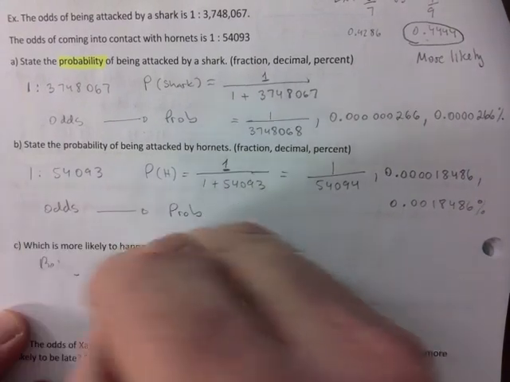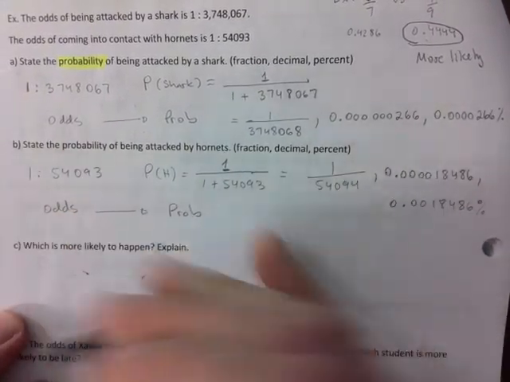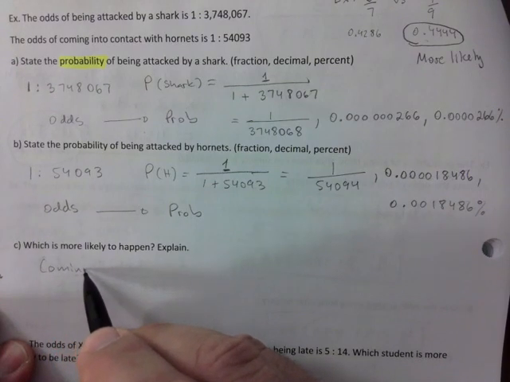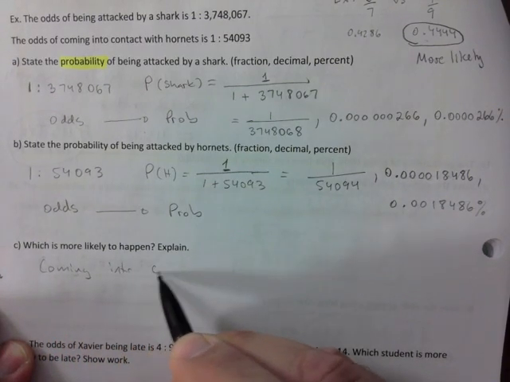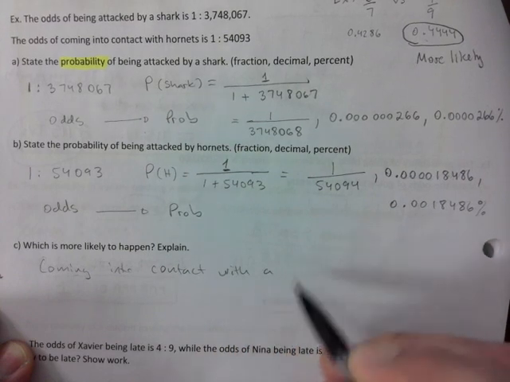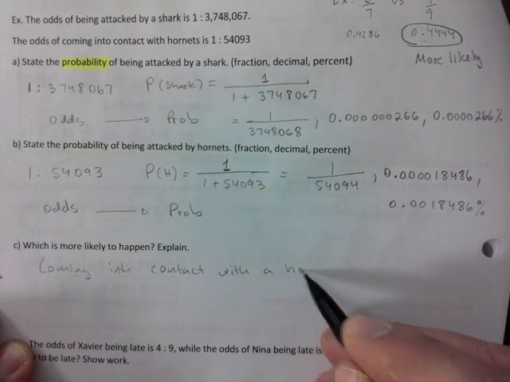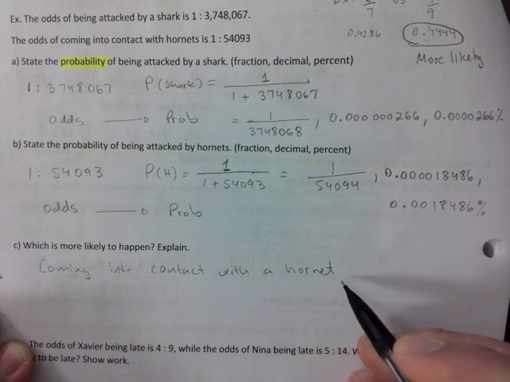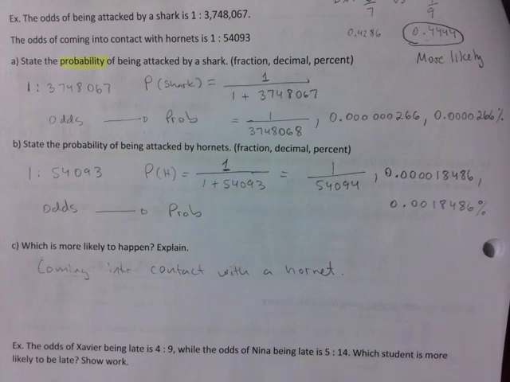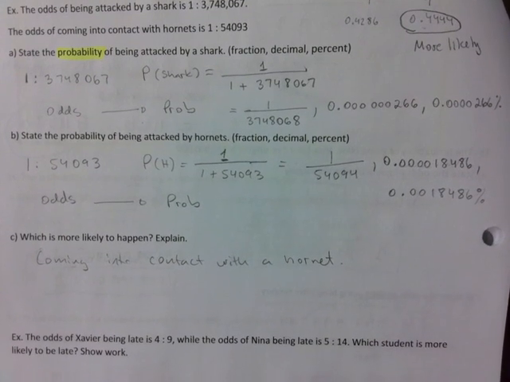I'm going to erase this. Coming into contact with a hornet. And obviously this would change depending on the season, time of year, blah, blah, blah. But if you just take the entire year, probably, right? That's the chance any given day. Why is that?